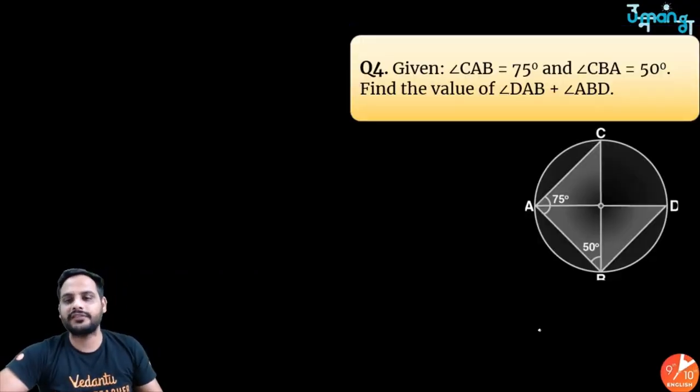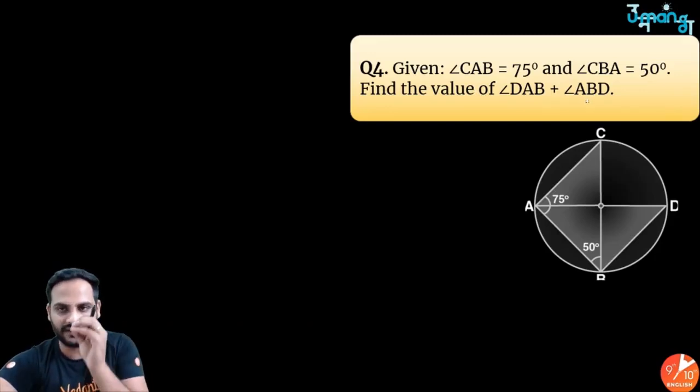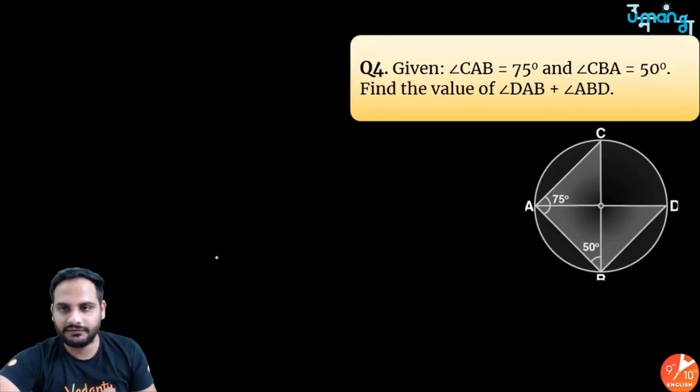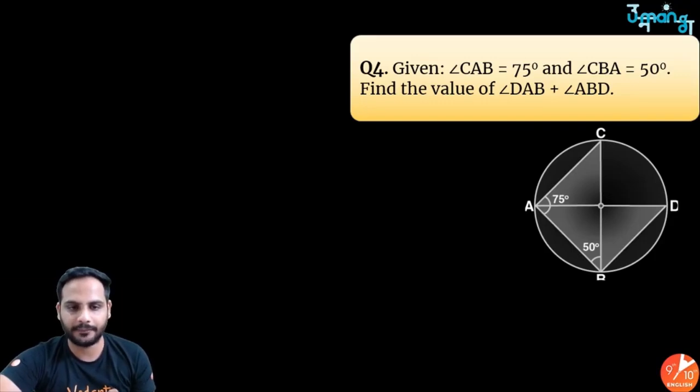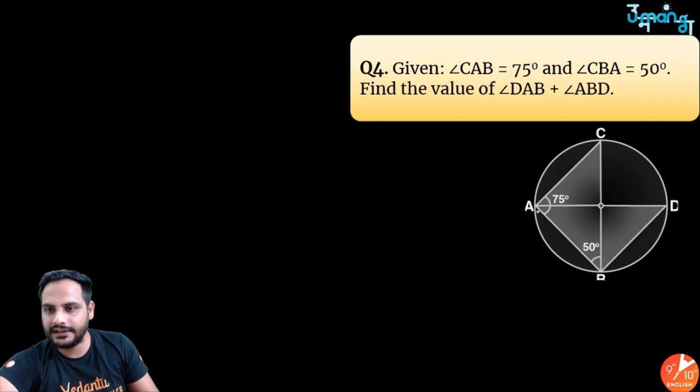Question number 4 is this: angle CAB is 75 degrees, angle CBA is equal to 50 degrees. Find angle DAB plus angle ABD. Now in these questions always focus on which angle sum they are asking. So they want me to find out angle DAB, that is this angle, plus angle ABD, this complete angle.